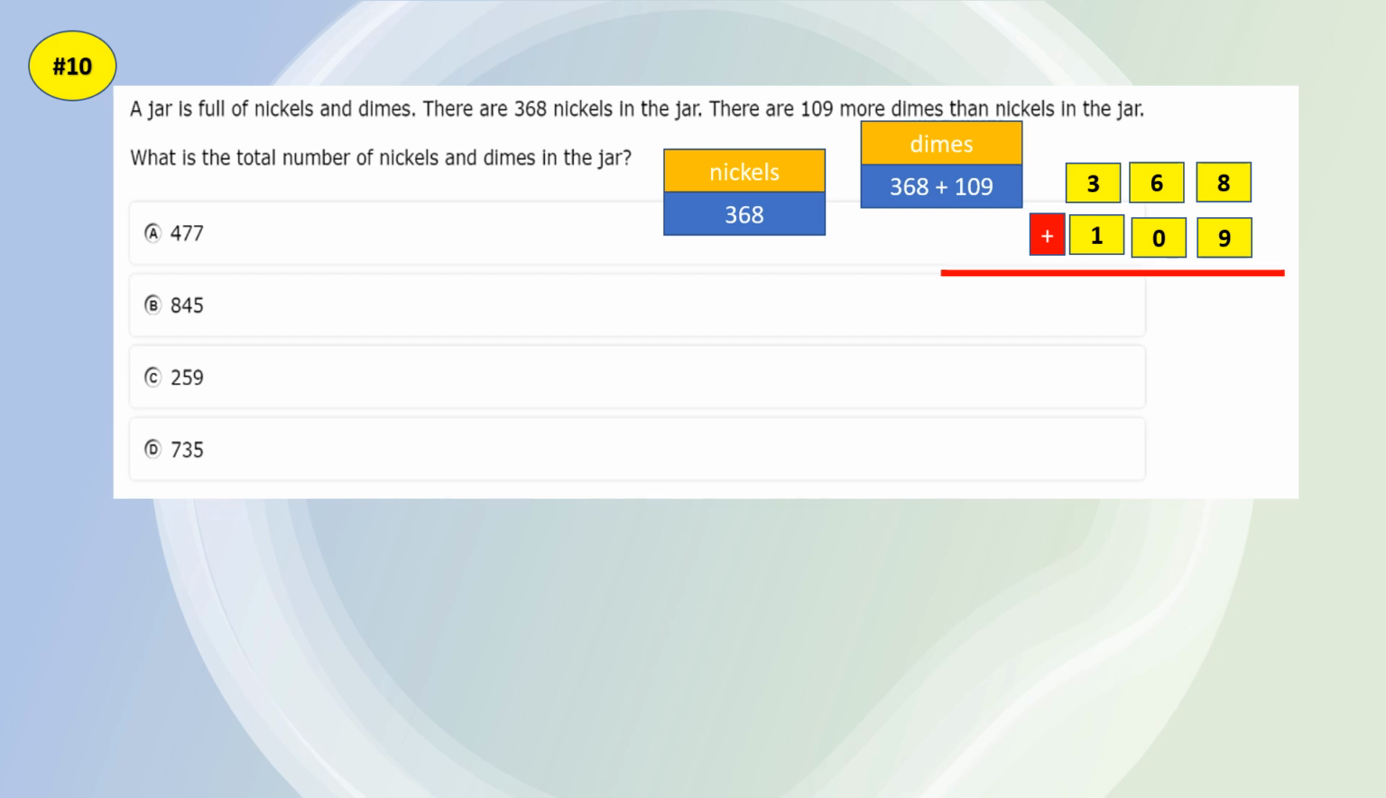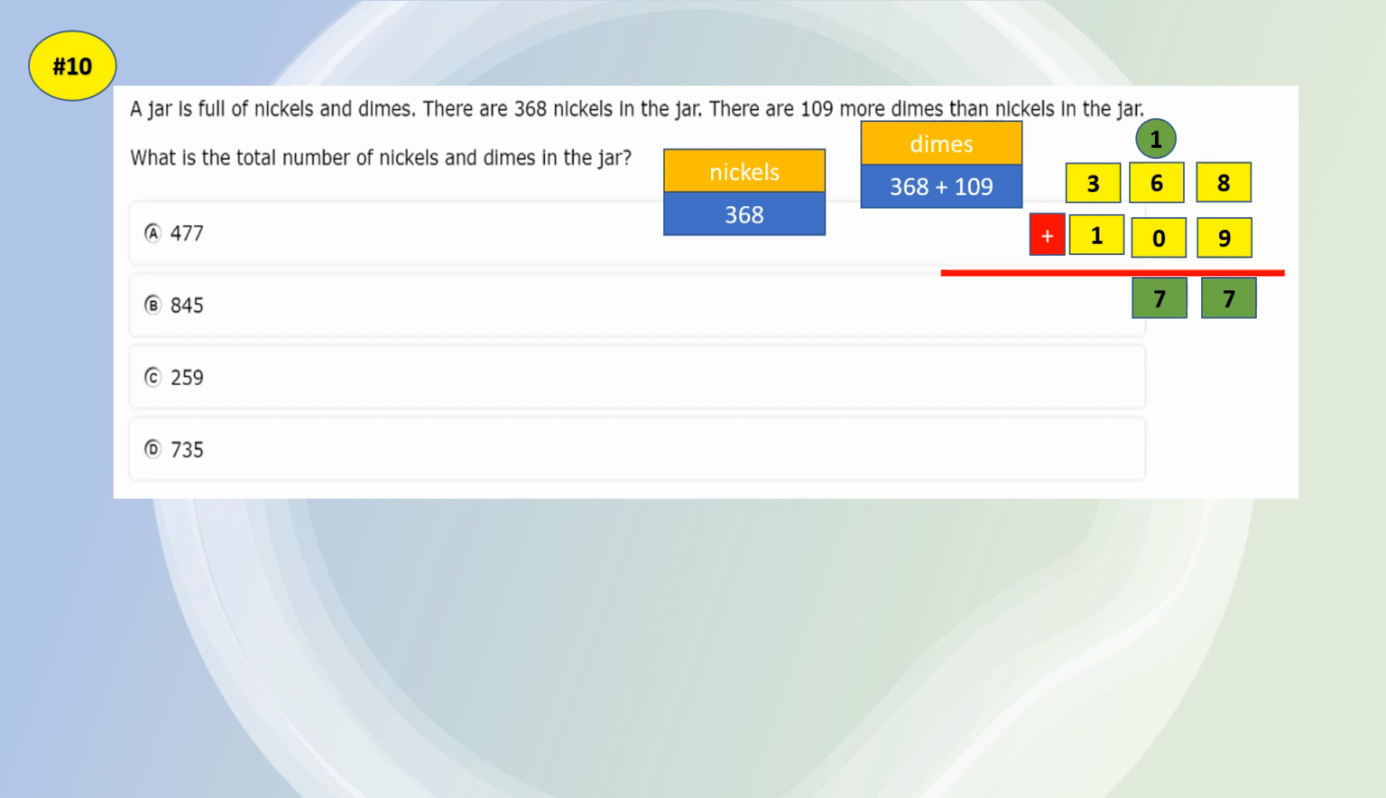Now, as always, I start adding with my ones place. What's 8 plus 9? Well, if you said 17, you're absolutely correct. So I'm going to write my 7 in my ones place, and I'm going to carry my 1 over the tens place. And I add. What's 1 plus 6? That's correct. It's 7. So I write my 7 in the tens place.